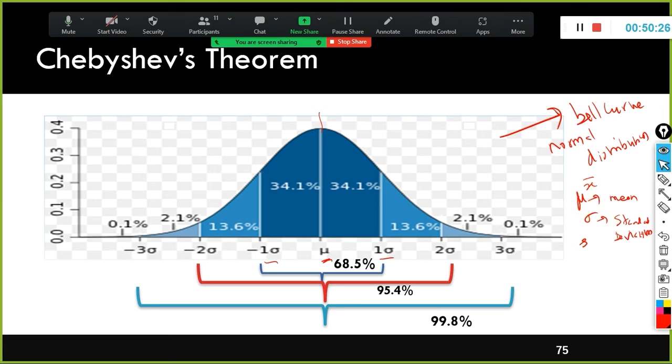Remember this. Instead of saying normal distribution, I'm going to say standardized normal distribution. In the case of standardized normal distribution, mu is going to be 0 always and sigma is going to be 1 always. Mu is equal to 0 and sigma equal to 1. These are default values for a standardized normal distribution.